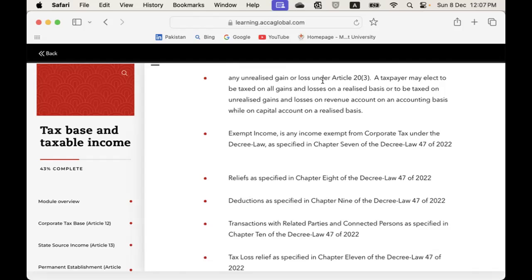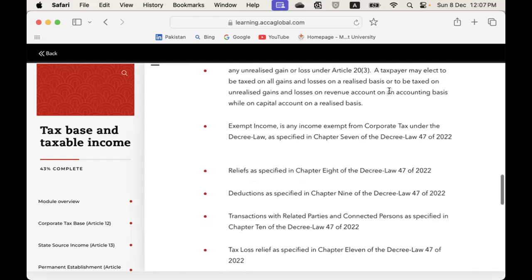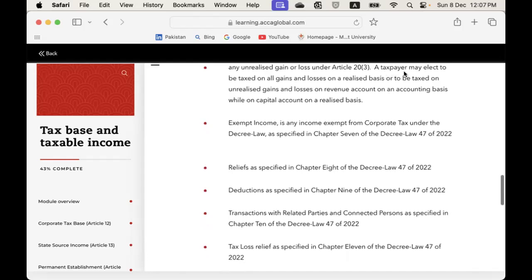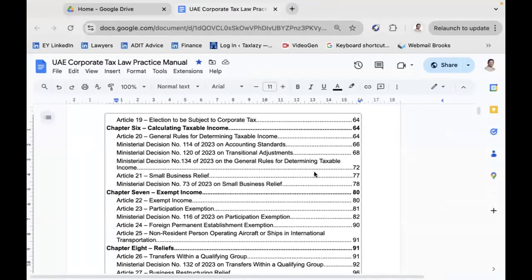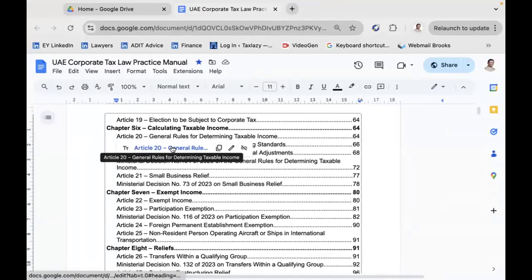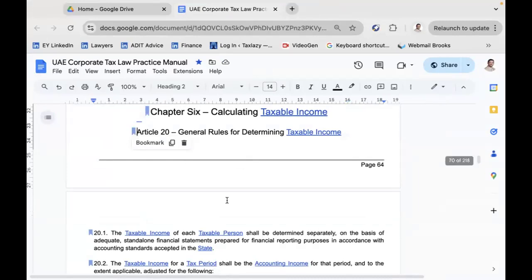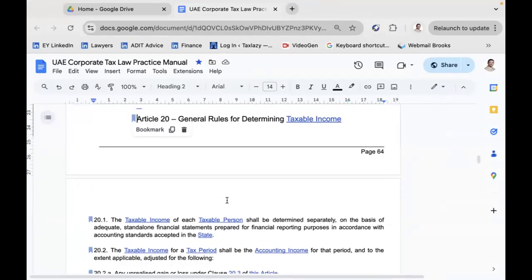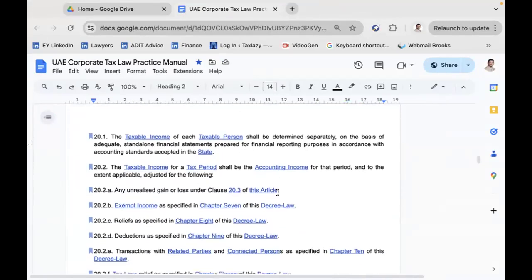So unrealized gains or losses, there are rules on that. Taxpayer may elect to be taxed on all gains and losses on a realized basis, or to be taxed on unrealized gains and losses on revenue account. I think it will be better that I show it to you here. Let's do this.